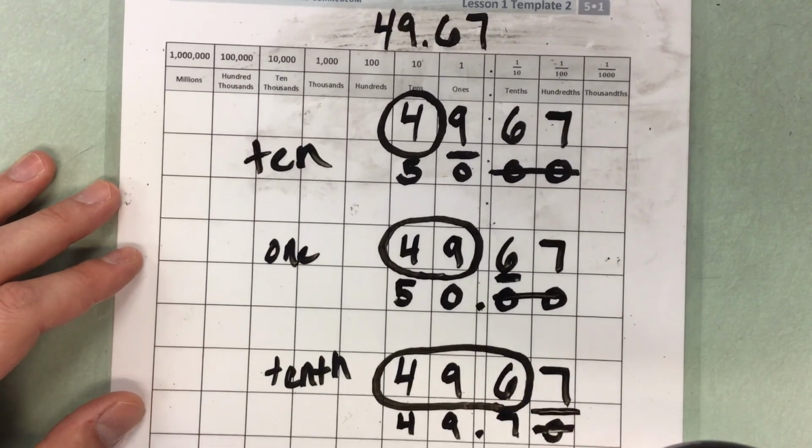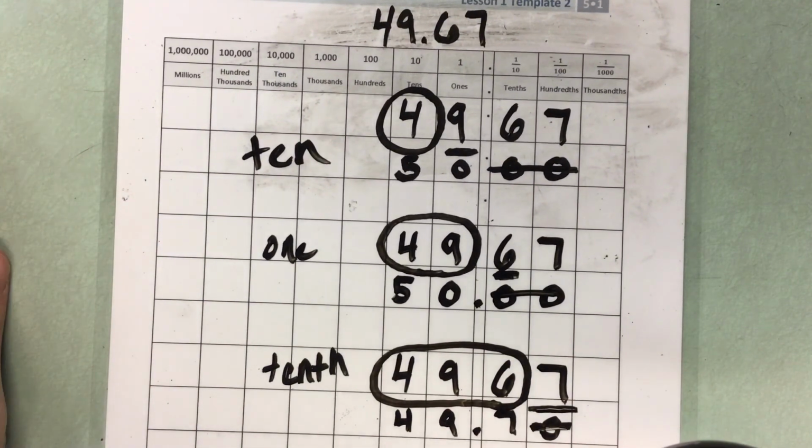So you can kind of see what happens when you round to different place values using the same number. And this is the strategy that we're going to use today.